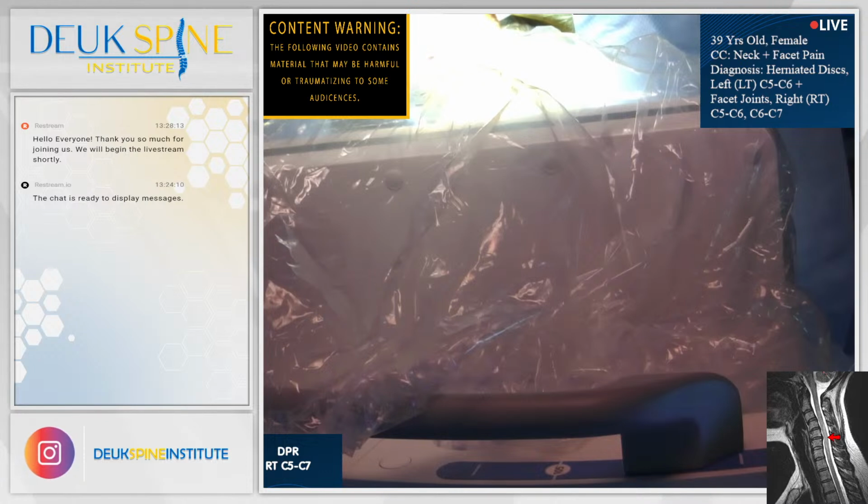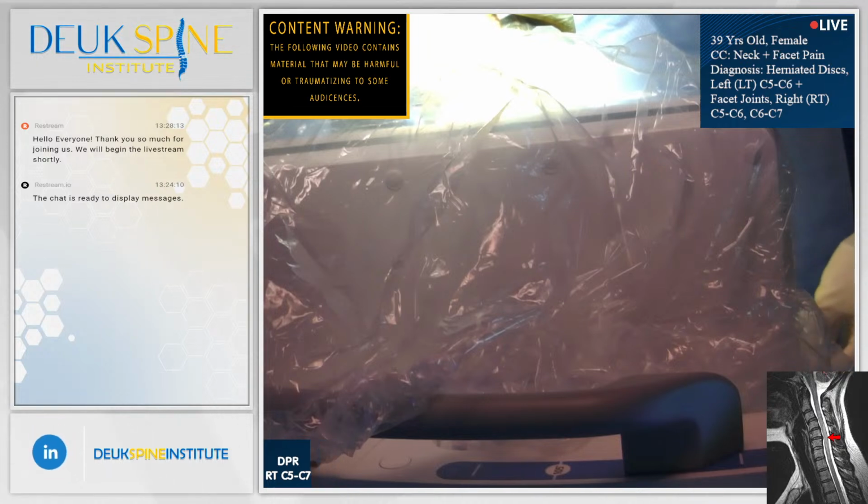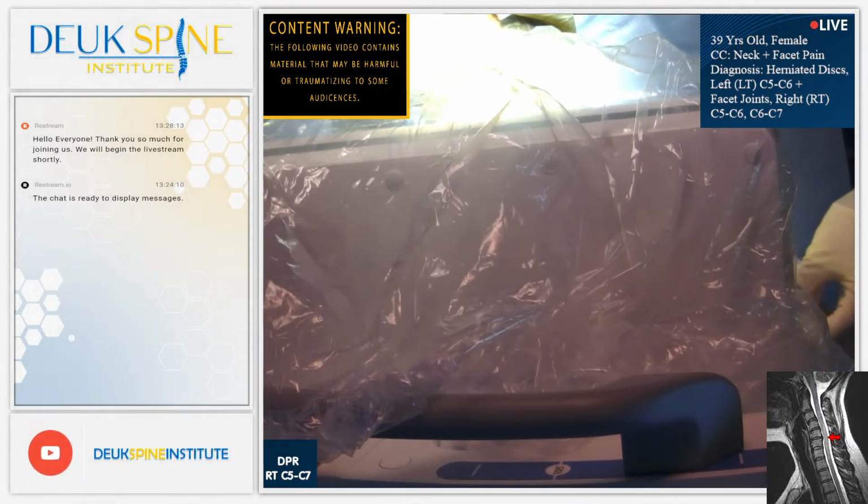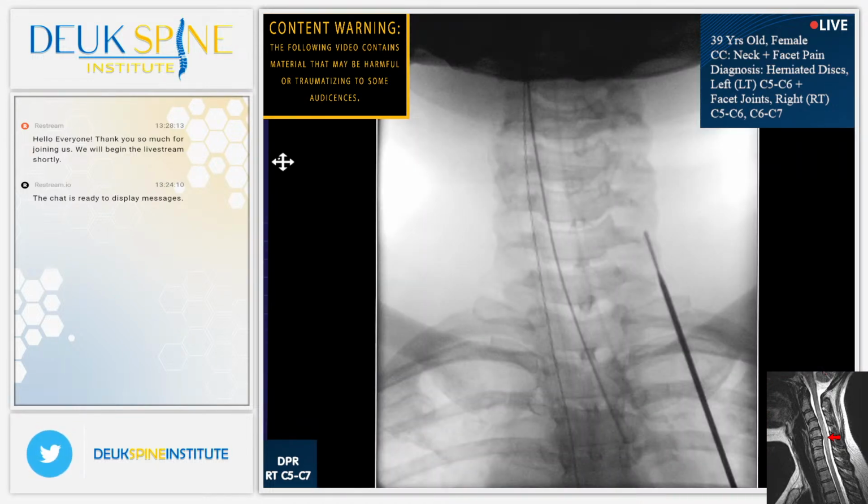Okay, shot. First we need to localize. All right, so we got 2, 3, 4, 5, 6, 7, T1. So T1, 7, 6, 5, 4, 3, 2. All right, very good. That looks good to me. I had her marker pain before surgery. So we're going to go in and deaden the pain nerves on the right side of the neck. She does not have facet pain on the left side.